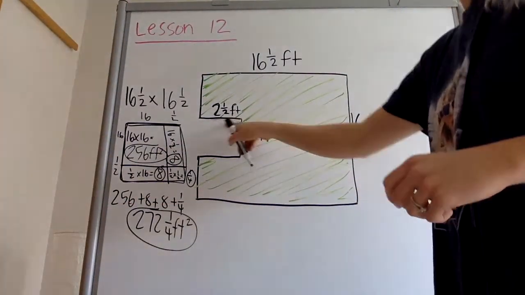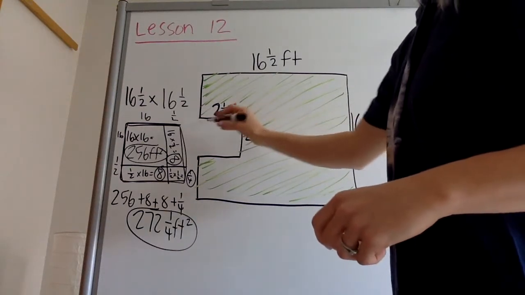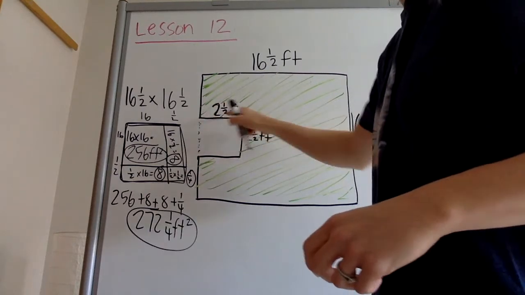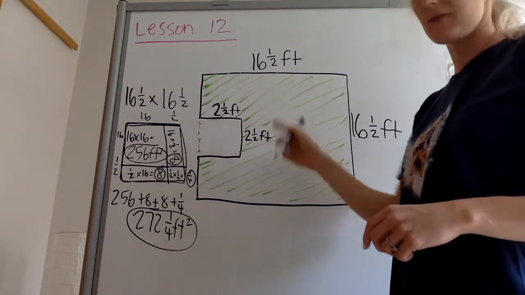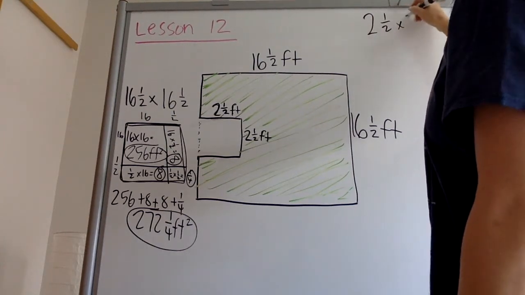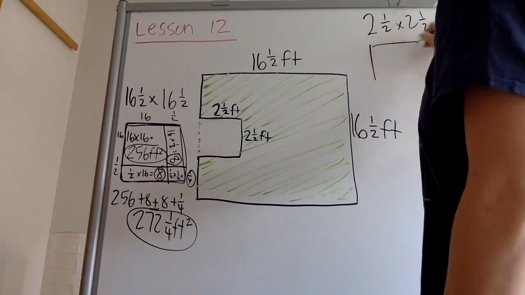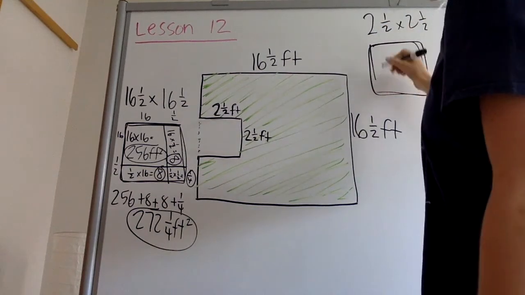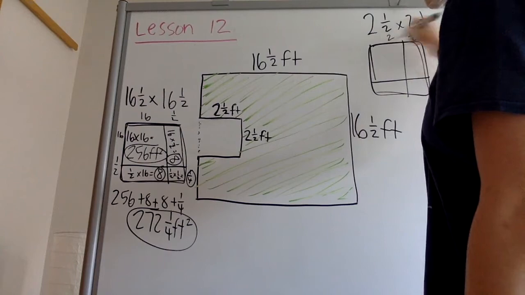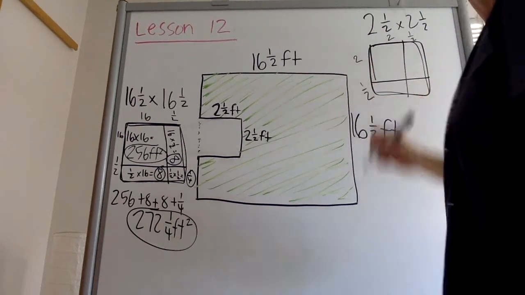So for this, we just have a square, right? If I closed that in like that, see how it's like a square? And it's 2.5 feet by 2.5 feet. So again, I'm going to do 2.5 times 2.5. And just like my area models that I have been doing, I'm going to separate the whole number and the fraction. So 2 and 1/2, 2 and 1/2.